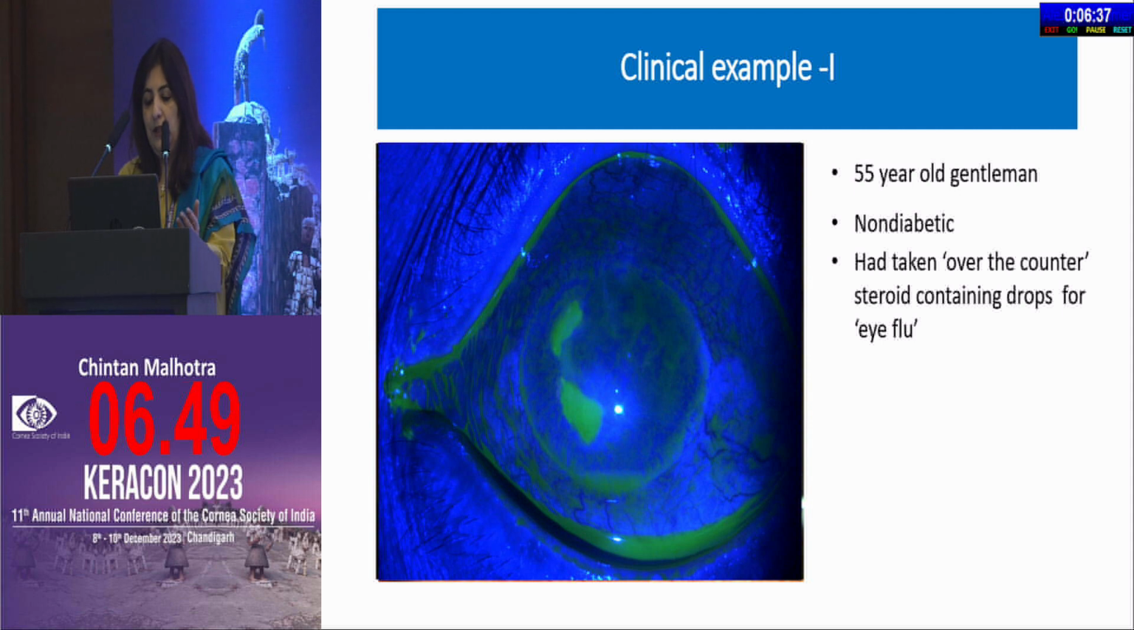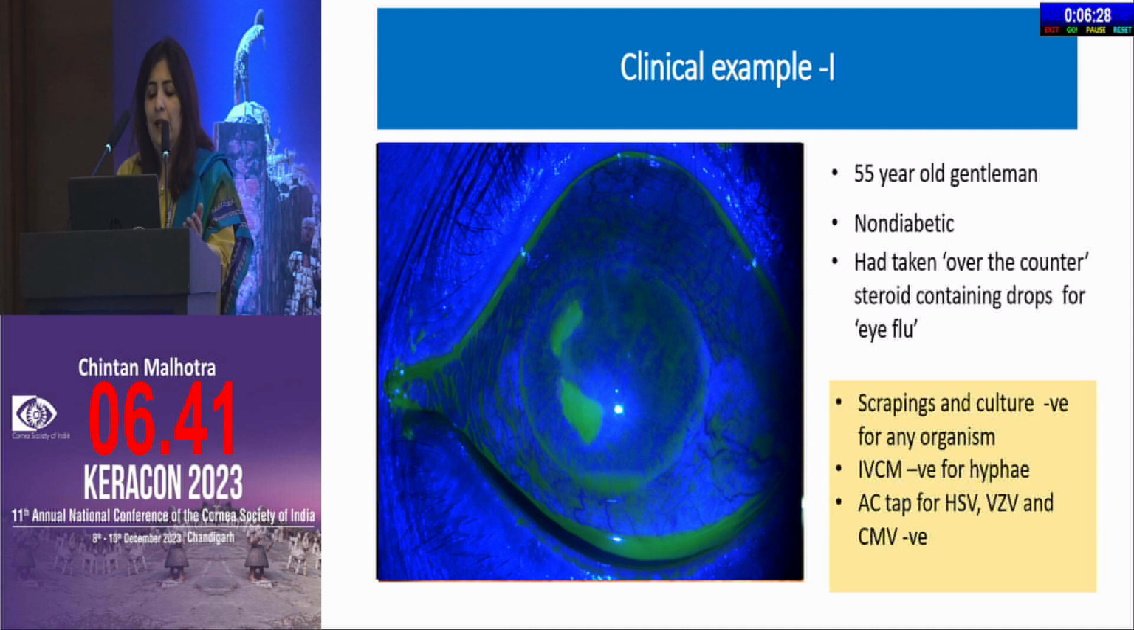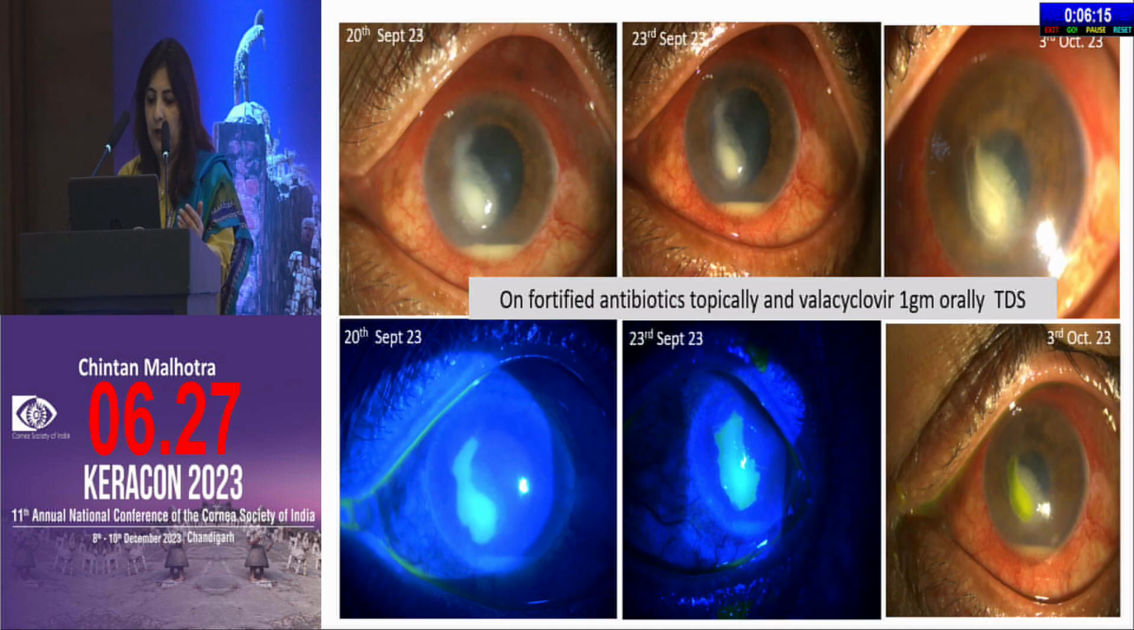And this was the epithelial defect. But because he had taken steroid-containing eye drops, a possibility of a fungal or other etiology was something we always had to entertain. And so, like standard protocol, scrapings and culture were negative for any organism. The IVCM was negative for hyphae, it was repeated twice. And the AC tap, which was done subsequently, was also negative for the viral etiology. And this is just because, once we are treating patients clinically, sometimes we want to be a little overcautious and we will be giving mixed treatment because we don't know what the etiology is.